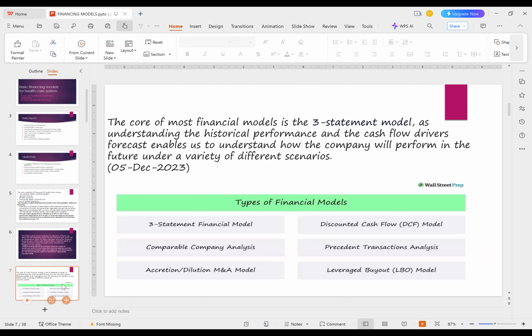The core of most financial models is the three statement model. Understanding the historical performance and the cash flow drivers forecast enables us to understand how the company will perform in the future under a variety of different scenarios. So these are the most important and most commonly employed types of financial models so far: three statement financial model, comparable company analysis, accretion or dilution M&A model, discounted cash flow or DCF model, precedent transactions analysis, and leveraged buyout or LBO model.